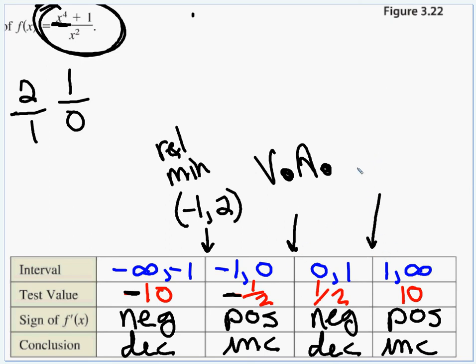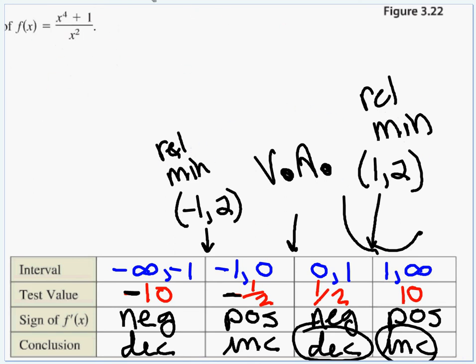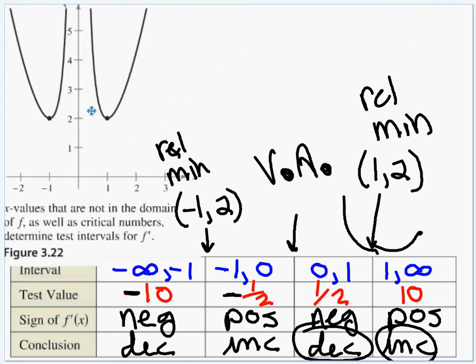Finally here, at 1, comma something, if we put the 1 up into the original function, numerator 2, denominator 1, that's 1 comma 2. And we went from decreasing downhill to increasing uphill, so that is a relative min. So we've got two relative mins and a vertical asymptote in between. We can start to picture what this graph is going to look like. And there it is. It's kind of like two parabolas opening up with a vertical asymptote of the y-axis.